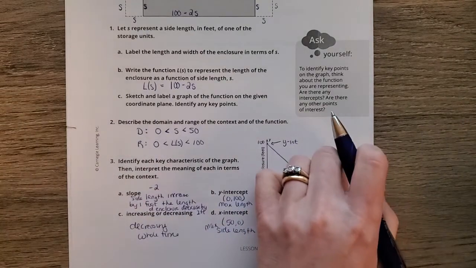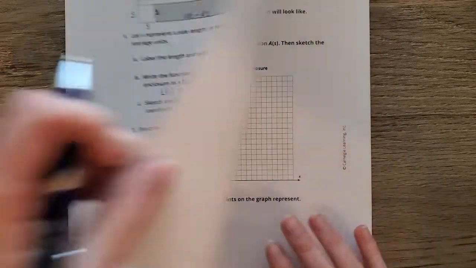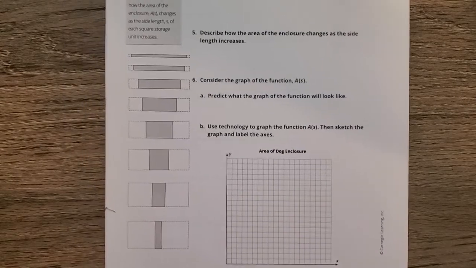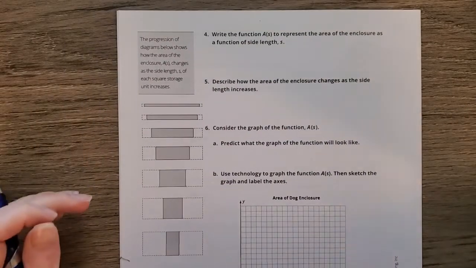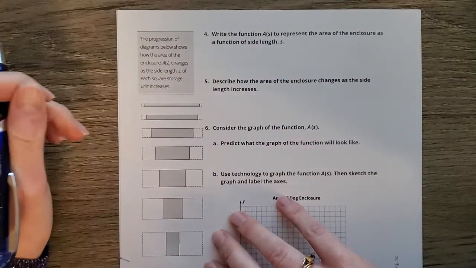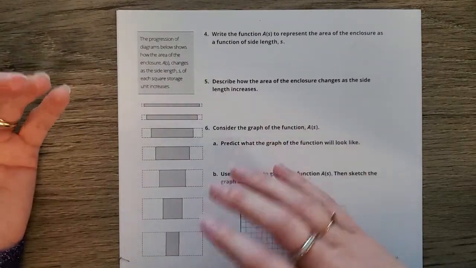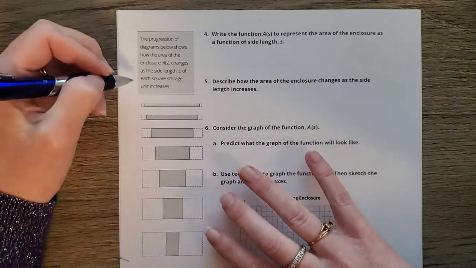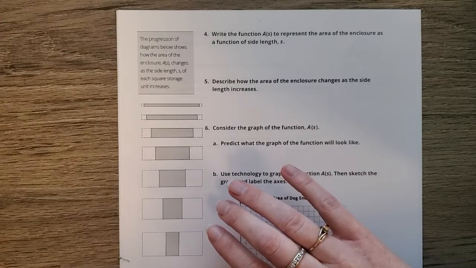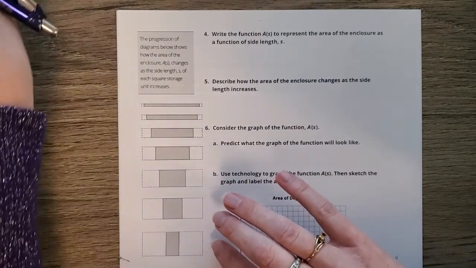Okay, so now let's take this a little further. We're trying to find the area of the enclosure. We haven't talked about the area of the enclosure yet. So for this, we're going to write the function of the area of the enclosure. But before we do that, we've got to kind of analyze what's going on here. So this is a diagram that shows us how the area changes depending on the side.